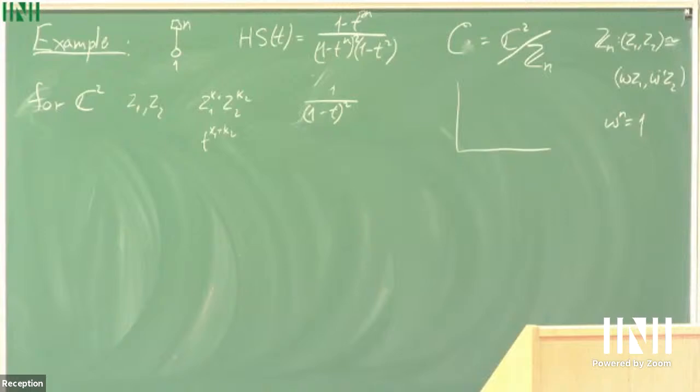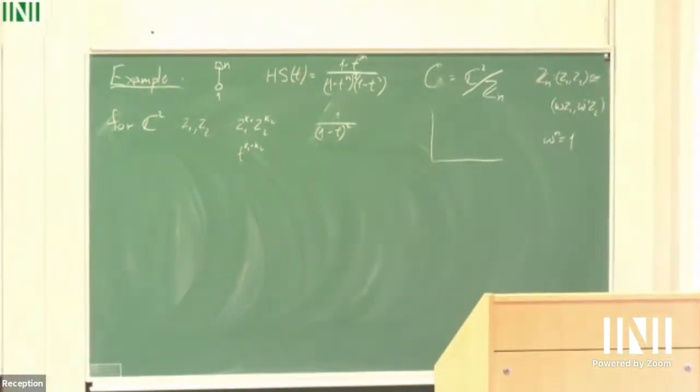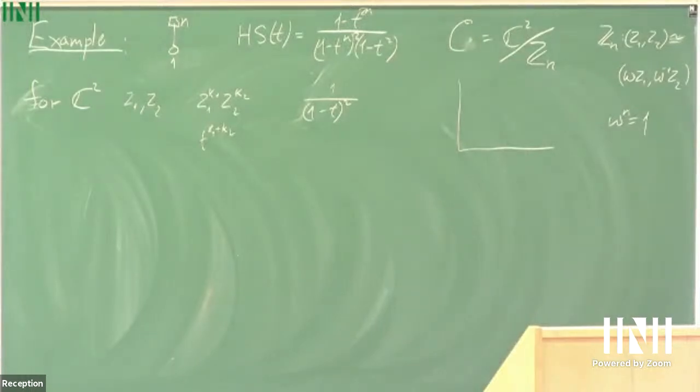We don't know any functions other than holomorphic functions. This just means algebraic functions, polynomial functions. I was just wondering why C2, you take the quotient by Zn.